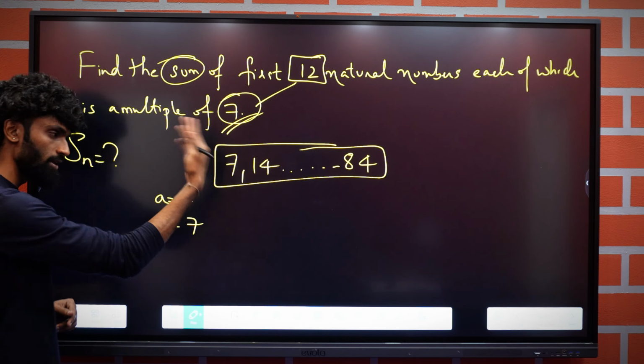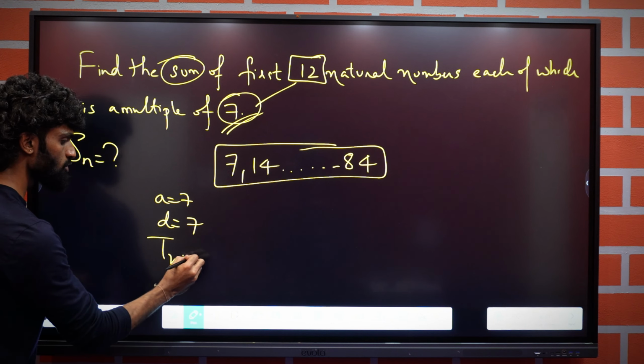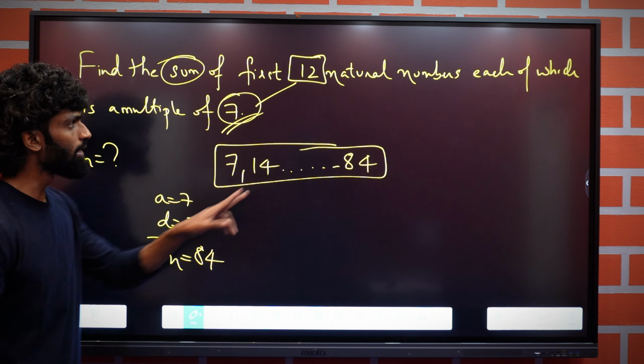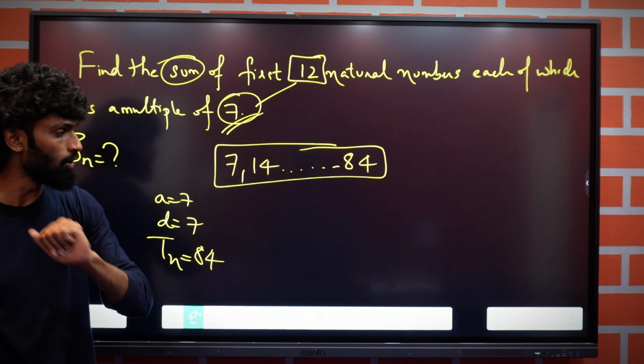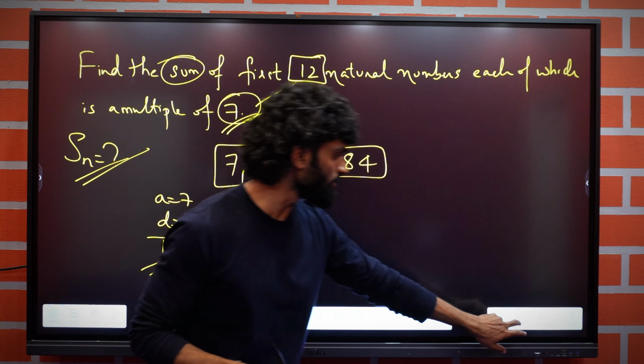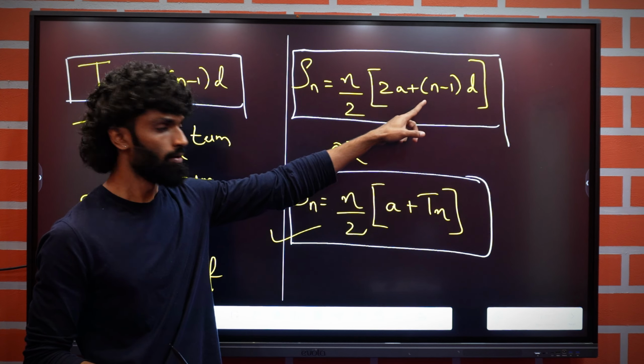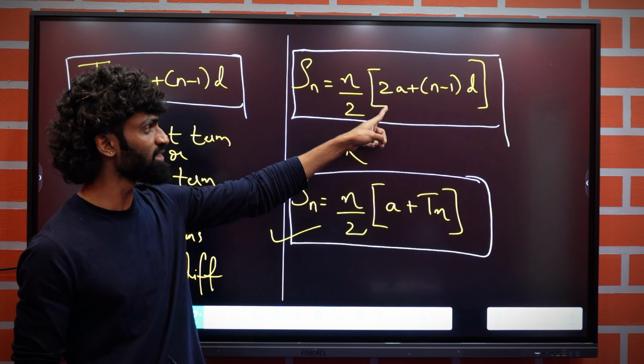It is going to be the same, but at the end of the day, you're supposed to find Sn. Tn is also given to me, 84, since it's the last term. Now this is what I'm going to tell you. Sn I'm supposed to find, and Tn is given to me. Don't use the first form. Do not use this. Tn is given to us directly. You will get the same answer if you use this also.